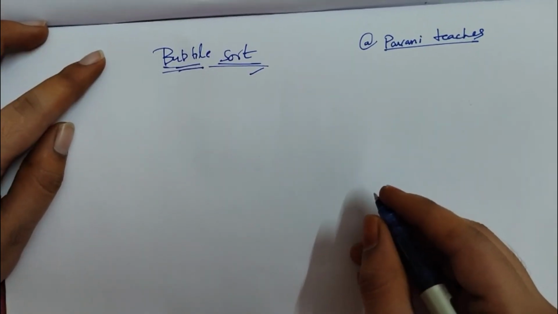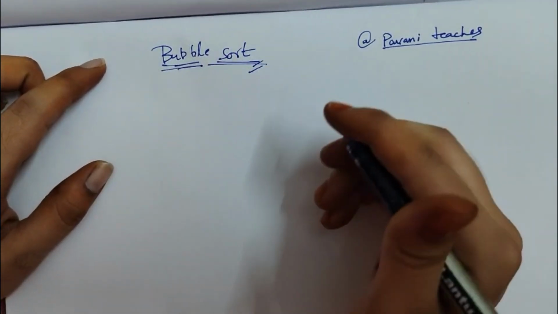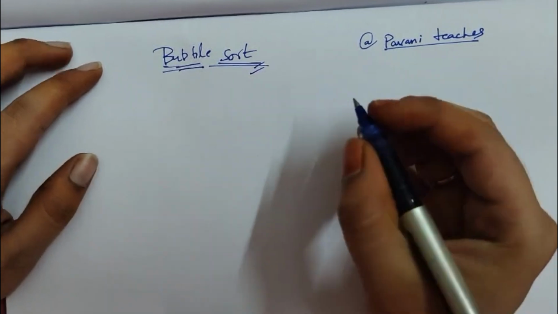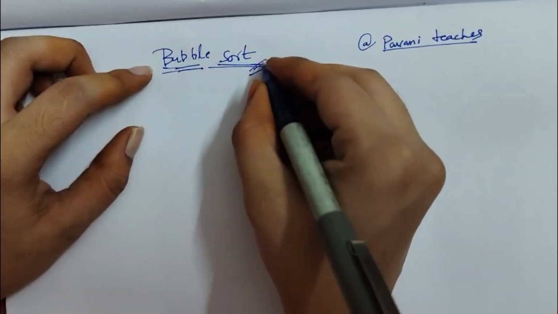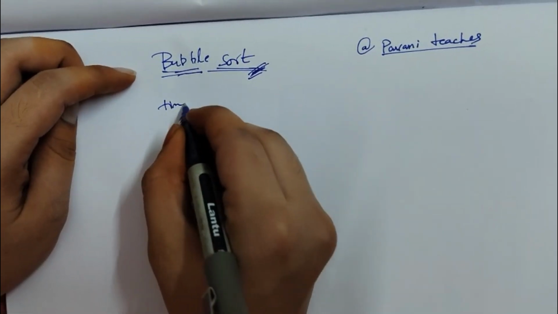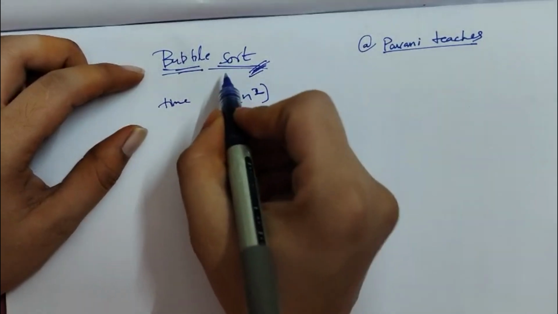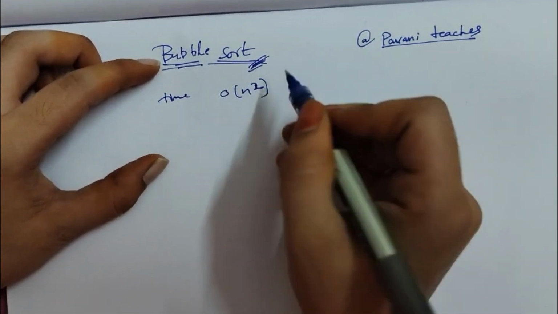Today in this video we'll discuss bubble sort. First I'll explain the algorithm part, then I'll go with the Java code. Okay, here this bubble sort is used to sort a given array in the time complexity of order of n square. Okay, first I'll explain the algorithm part, how this works.